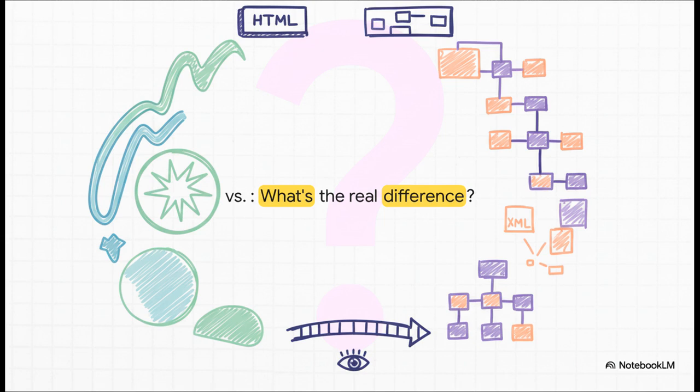So just take a look at these two little bits of code. On the surface, yeah, they might end up looking pretty similar on a web page, but what's the real difference here? Well, one of them is basically just telling the browser how the text should look. But the other one, it's describing what the text is. And that little distinction, that's the key to this whole thing.